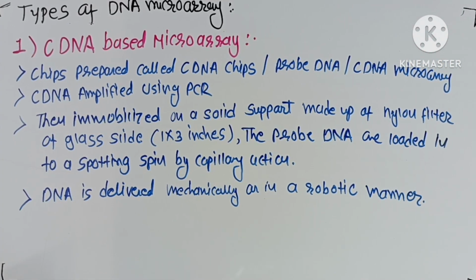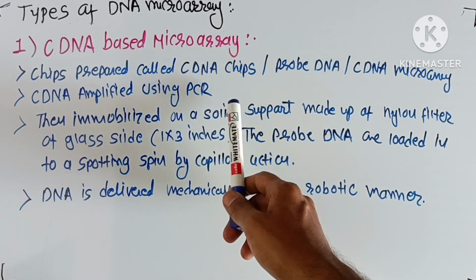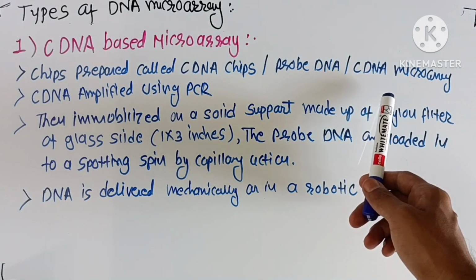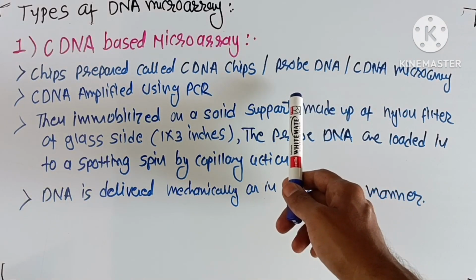Now we'll discuss types of DNA microarray. Basically two types are there. First one is the cDNA based microarray and second one is oligonucleotide arrays. First, the cDNA based microarray. As we discussed in this video, this is a type where the chip is prepared using cDNA, called cDNA chips, probe DNA or cDNA microarray.